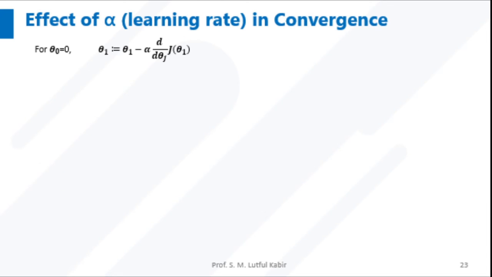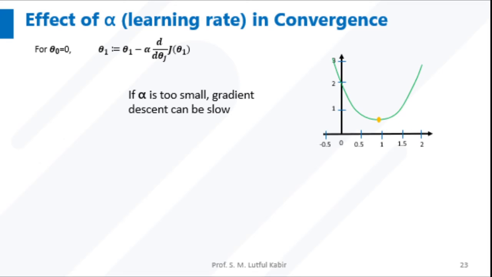So let us now discuss the effect of alpha, the learning rate, on convergence. Here is the formula: theta1 equals theta1 minus alpha times the derivative of the cost function J. So first of all, let us discuss what happens if alpha is too small. When alpha is too small, gradient descent can be very slow. Let us see by an example.